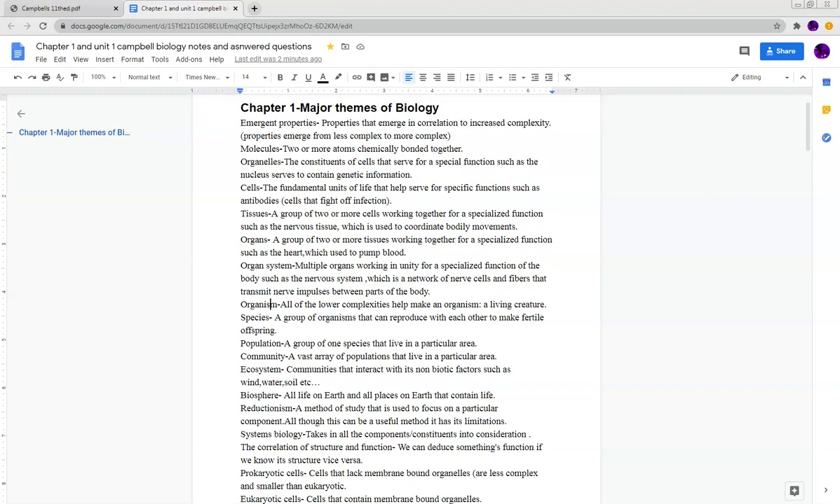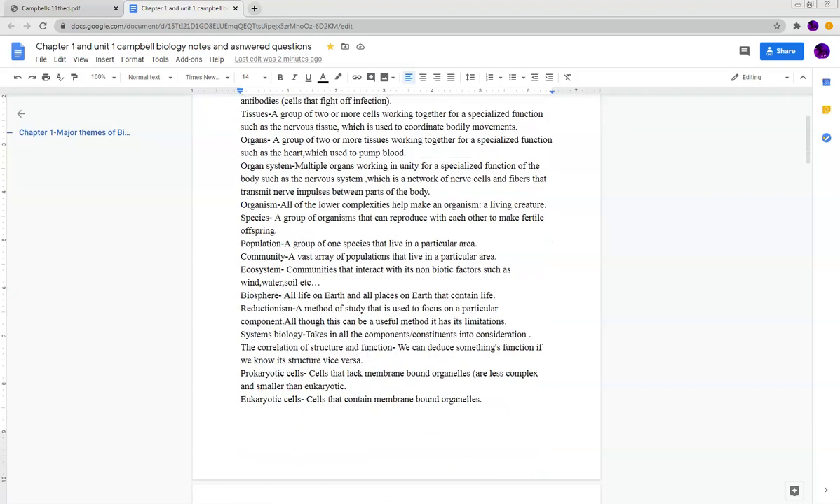Now, systems biology is essentially the opposite. It takes multiple components and constituents into consideration. So pretty simple. And then the correlation of structure and function is pretty simple as well. So basically, if you can deduce something's function, you can also deduce its structure. So you can deduce something's function if you know its structure, and vice versa.